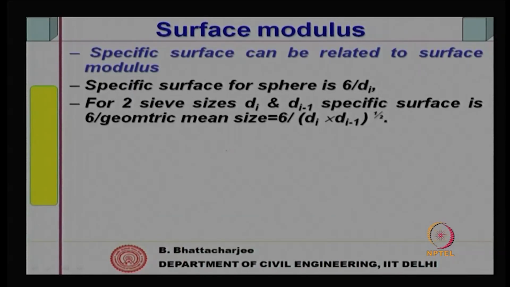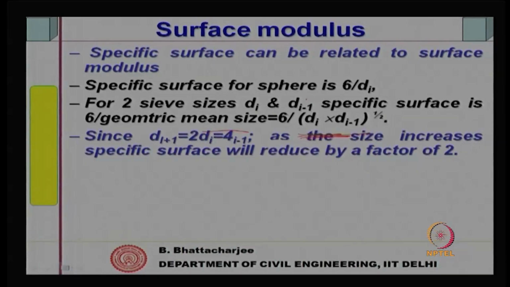For two sieve sizes d_i and d_(i-1), I can talk in terms of average sieve size, the geometric mean. So, the geometric mean is the square root of the product of these two. For the two sieve sizes, specific surface is 6 over the geometric mean size, and that is given by this. Since d_(i+1) is 2 d_i, which equals 4 d_(i-1), so d_(i+1) equals 2 d_i equals 4 d_(i-1).